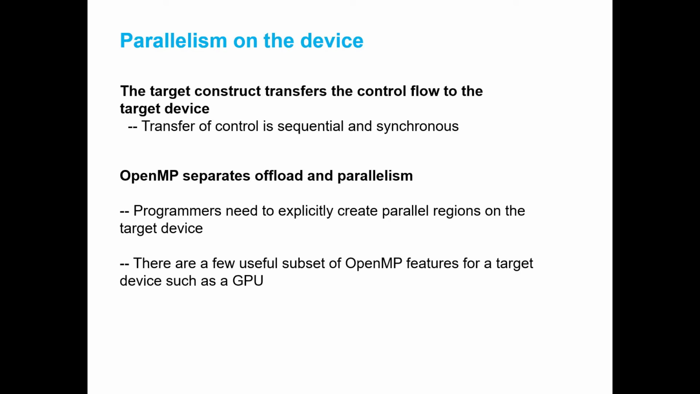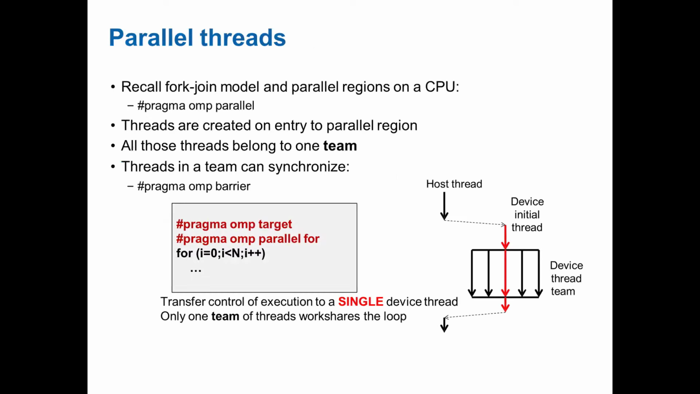So you have to explicitly create parallel regions on the target device. Because we have work sharing, there is also a useful subset of OpenMP features for target devices such as GPUs. Because GPUs have compute units and can work as light threads, the existing work sharing constructs will still work. So let's say the first approach: the idea is that you don't need to do anything new in OpenMP, you just make use of the traditional parallel thread, fork-join solutions.